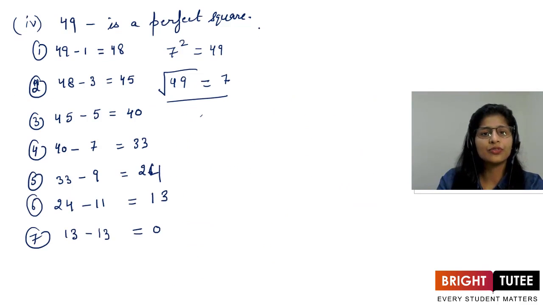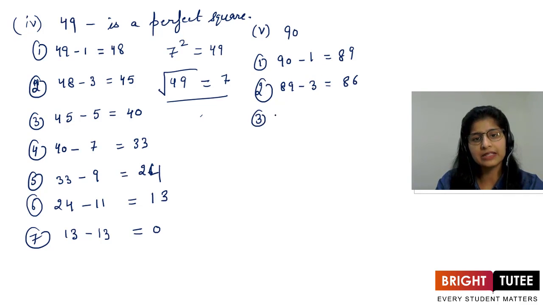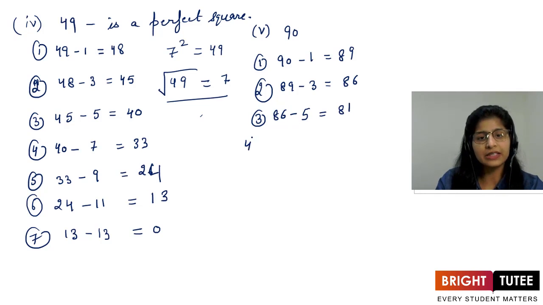Let us do for 90 also. Right, so the first step that we will do is 90 minus 1, that is 89. The second step is 89 minus 3. What we get? 86. The next step is from 86, what we will subtract? If you observe, after 3 we'll subtract 5, we get 81. After this, what we are going to do? From 81 we will subtract 7.